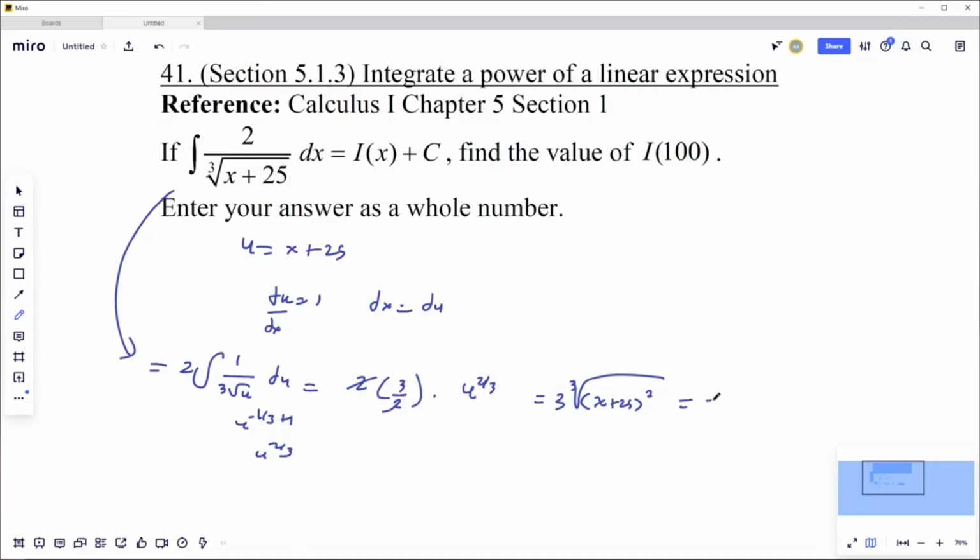And they just want to substitute the value. So 3 times, let's put this in the calculator. So 100 plus 25 is 125. Square of this, you get a huge number. Cubic root of this, you get 25. So 3 times this, you get 75. And by the way, this is plus c, and when we substituted, we actually substituted this as I of x, and this is nothing but I of 100, just to be formal. And yeah, pretty much.